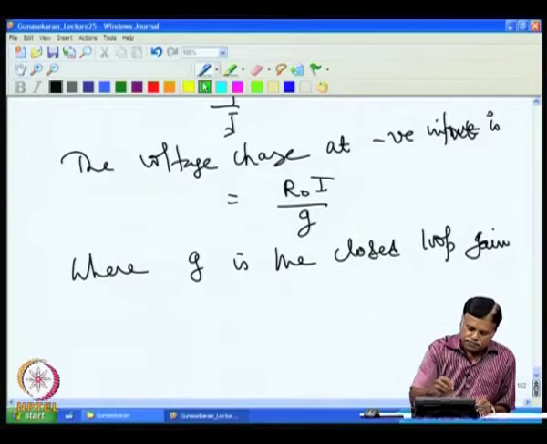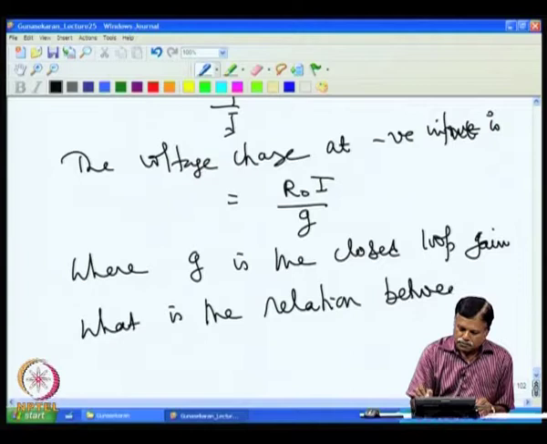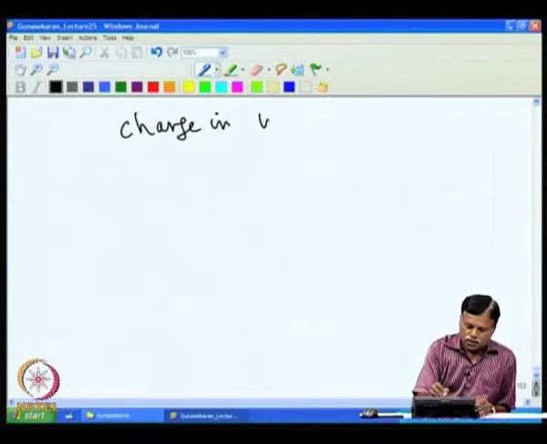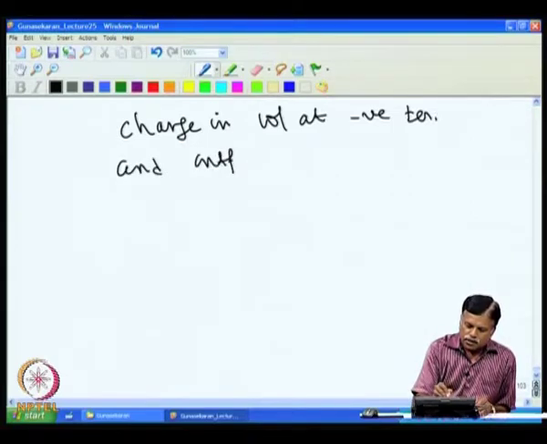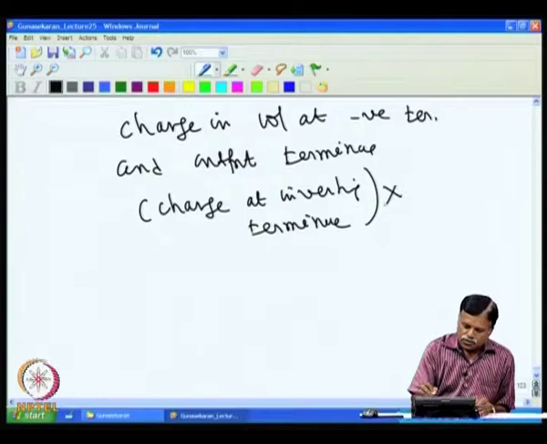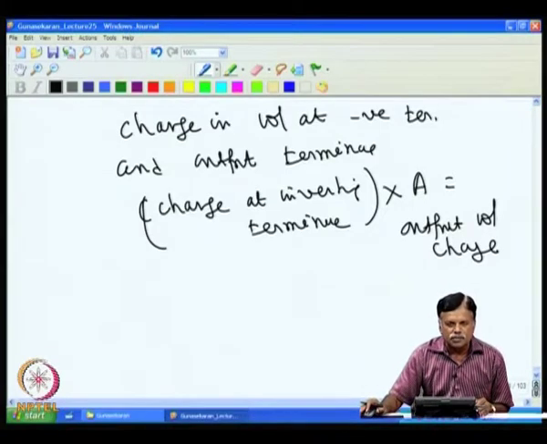Now, the next question is: what is the relation between the change in voltage at the negative terminal and the change at the output terminal? That is actually the change at the inverting terminal into A, which is the output voltage change, because the change here has to happen at the output.